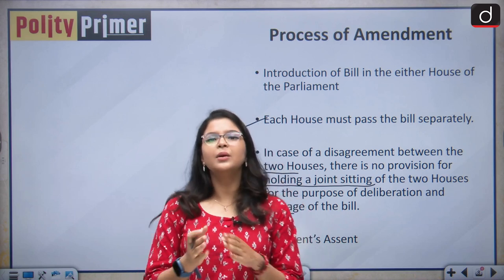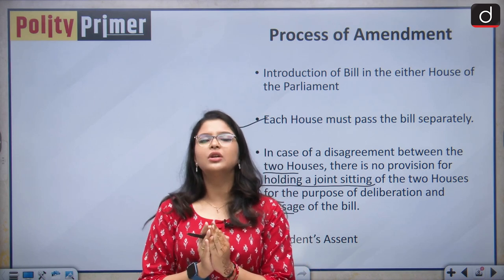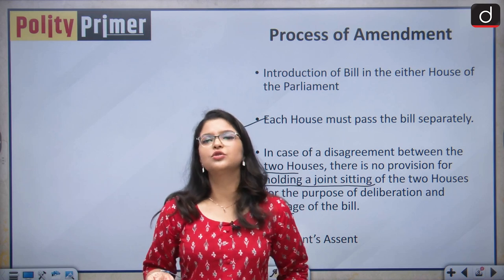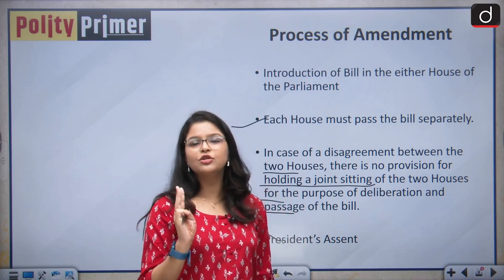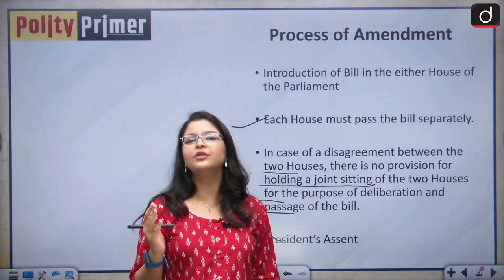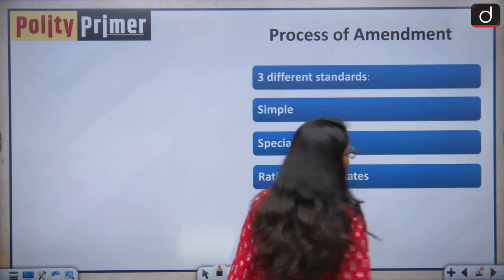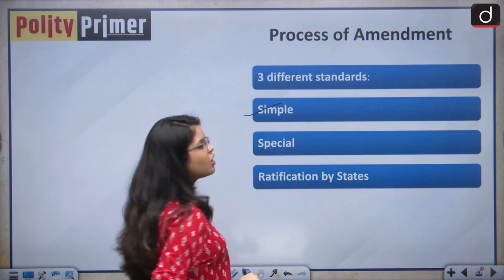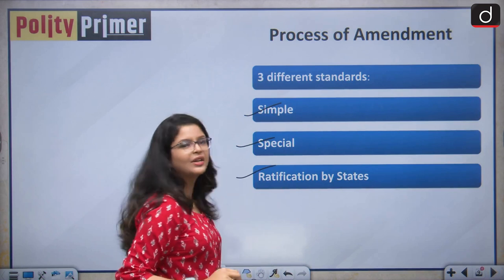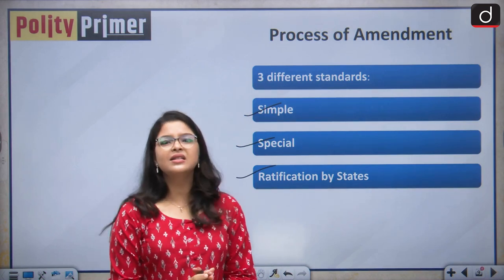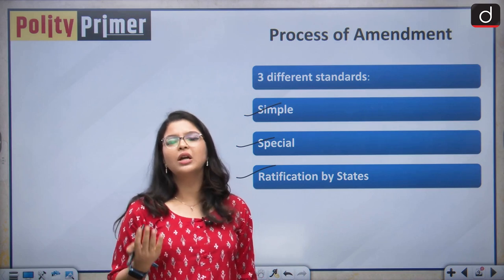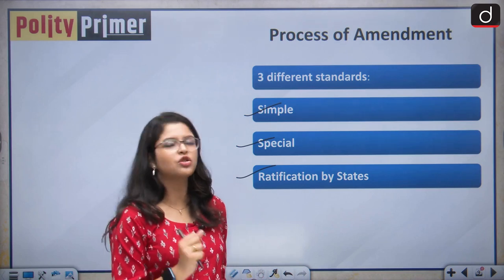Now let us see the kinds of majority that are required to amend the Indian Constitution. Three kinds of majority have been talked about for the process of amendment. First is the simple majority, then there is special majority, and then there is ratification by states. Let us study each of them one by one. So we'll firstly be talking about the concept of simple majority.